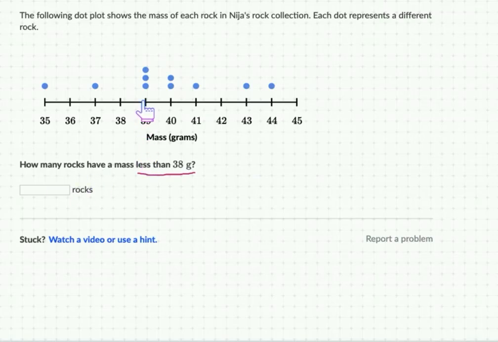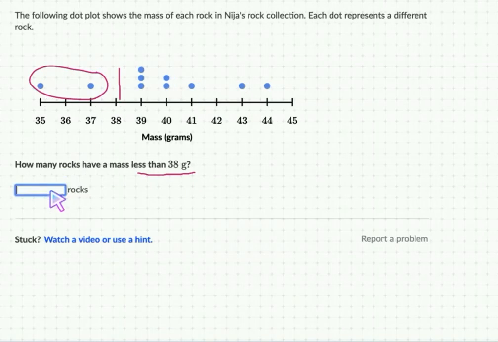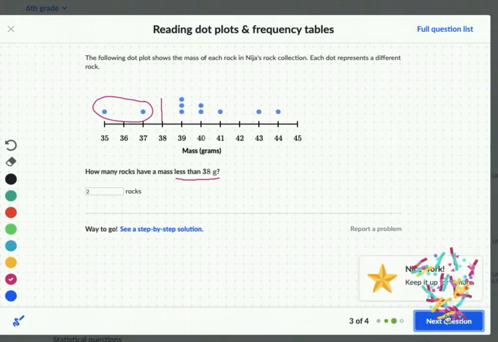Okay, less than 38 grams. Here's 38 grams. Being exactly at 38 doesn't count. It has to be less than. So these two. Looks like there's 2 rocks that have a mass less than 38 grams.